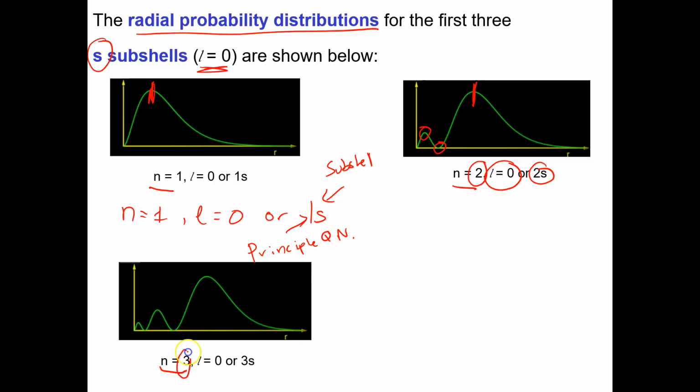When we move out to the 3s, again, the major peak moves out to a greater distance from the nucleus. We have 2 little peaks where we penetrate very close to the nucleus, and we now have 2 nodes for the n equals 3, L equals 0 subshell. So as we increase the principal quantum number, we increase the number of nodes, and we also increase the positions where the electron penetrates close to the nucleus.